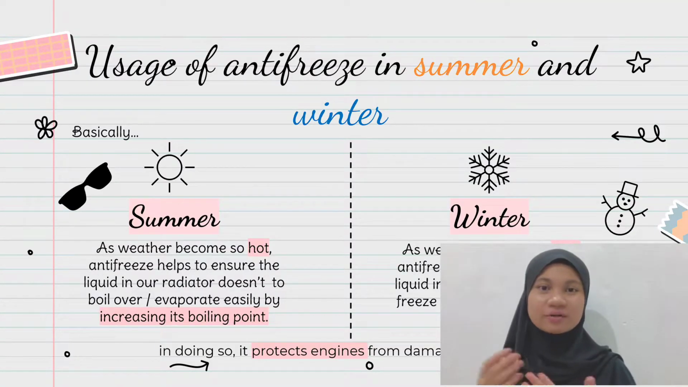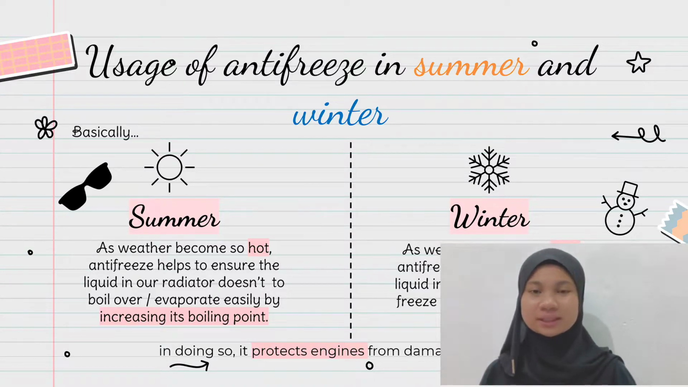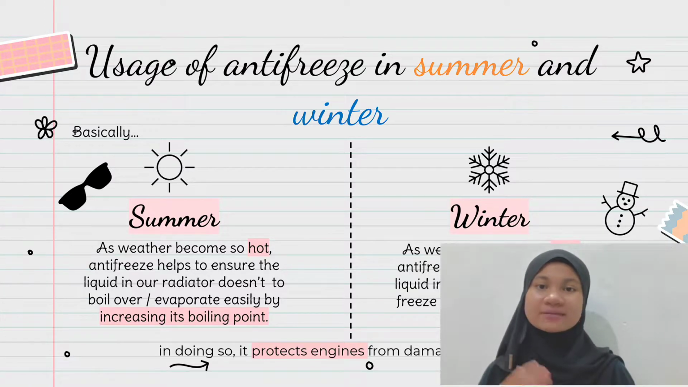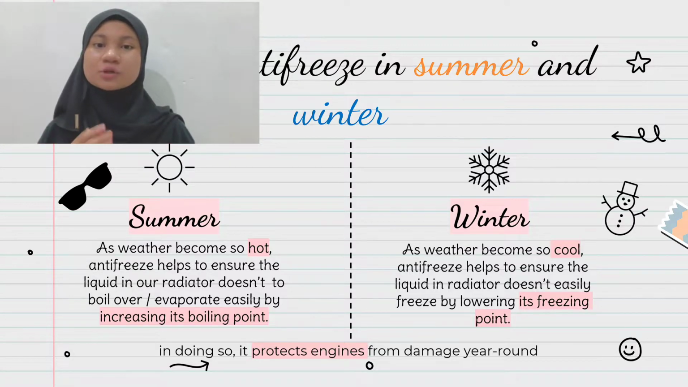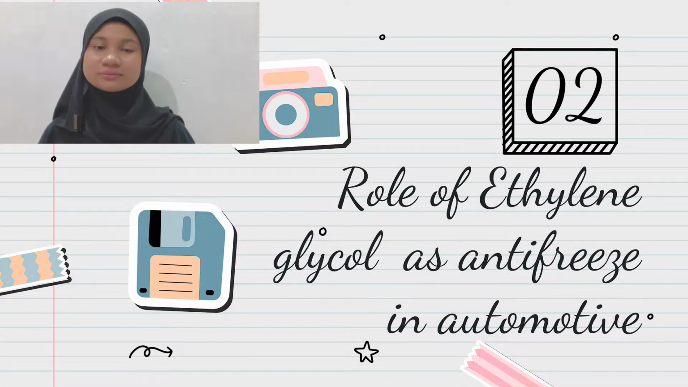Next, usage of antifreeze in summer and winter. Basically, for summer, as weather becomes so hot, antifreeze helps to ensure the liquid in our radiator doesn't boil over or evaporate easily by increasing its boiling point. While for winter, as weather becomes so cool, antifreeze helps to ensure the liquid in the radiator doesn't easily freeze by lowering its freezing point. Thus, in doing so, it protects the engine from damage year-round.